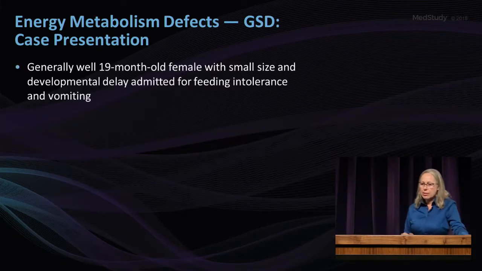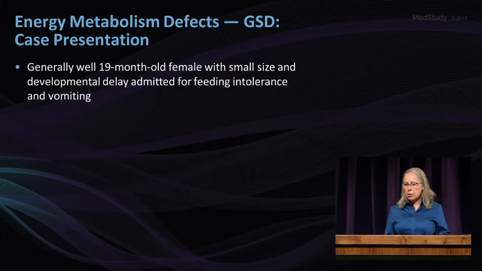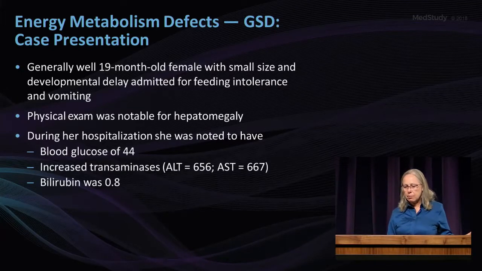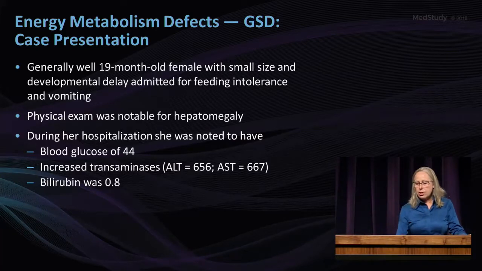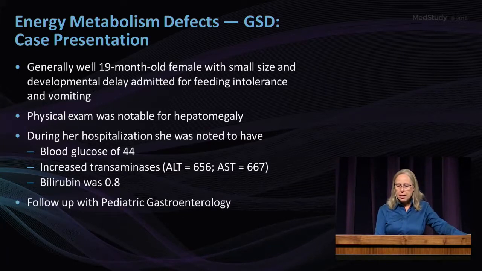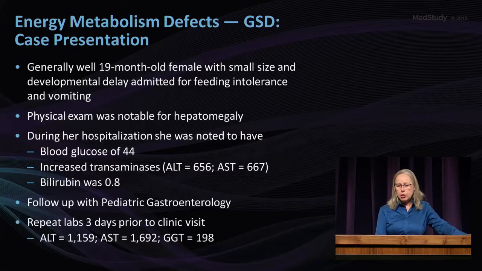So here's the case presentation. Generally well 19-month-old, small size, developmental delay, admitted for feeding intolerance and vomiting. The physical exam was notable for hepatomegaly. She dropped her blood glucose to 44 during the hospitalization. She had increased transaminases, and bilirubin was 0.8. She's to follow up with pediatric GI. The labs 3 days prior to the clinic visit show that her transaminases continue to rise.